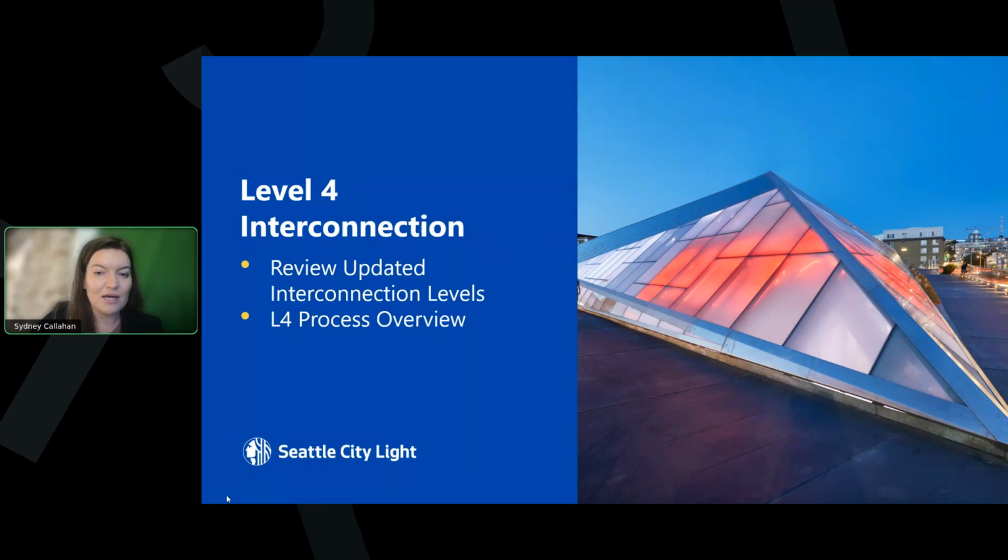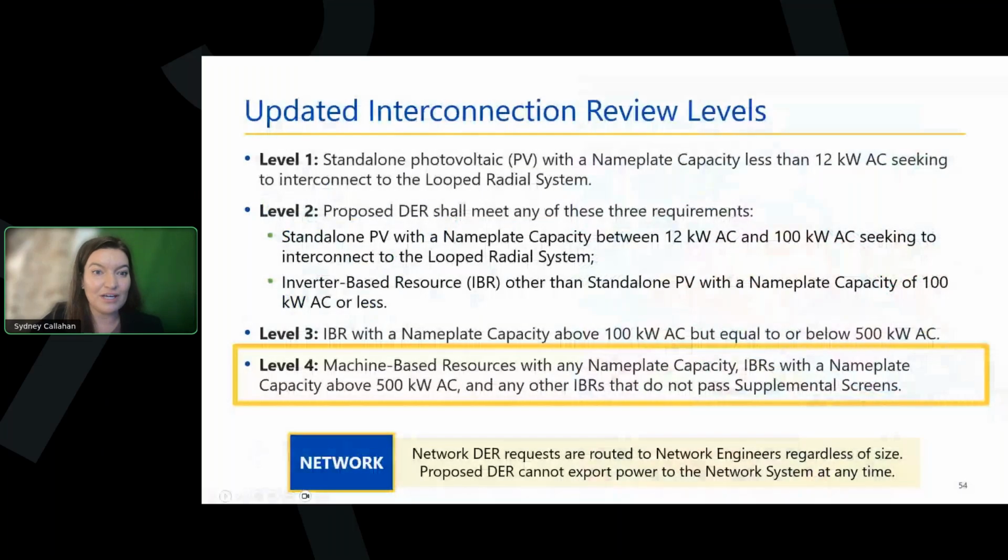So on the next slide, we'll do just a quick recap of what we mean when we say level 4 requests. So level 4 requests is going to refer to DERs that are either inverter-based resources with a nameplate capacity above 500 kilowatts, machine-based resources, or inverter-based resources that didn't pass the prior supplemental screen.